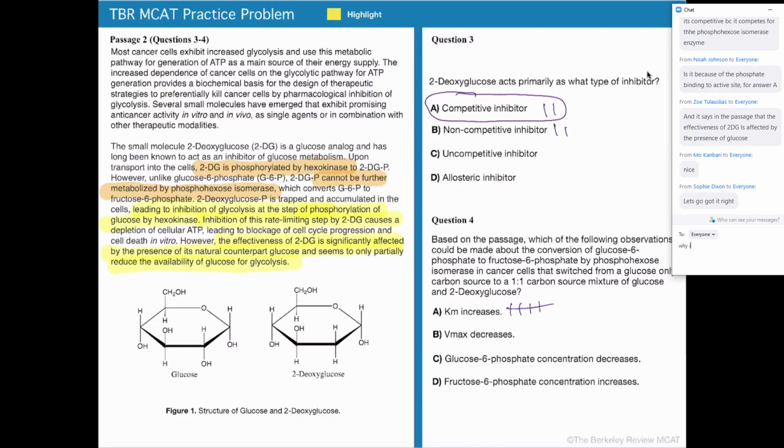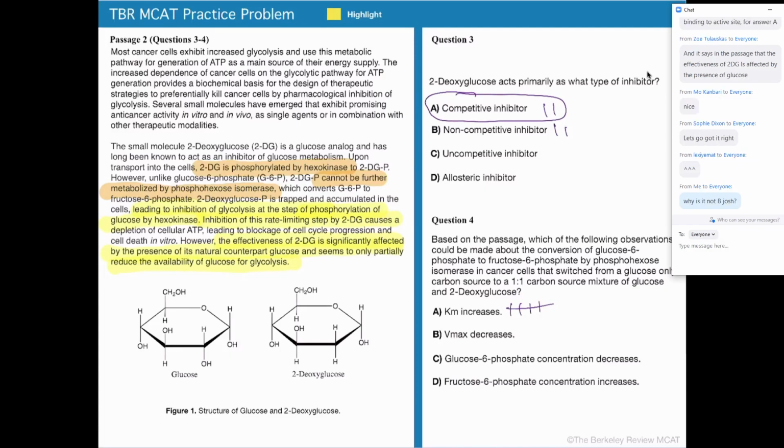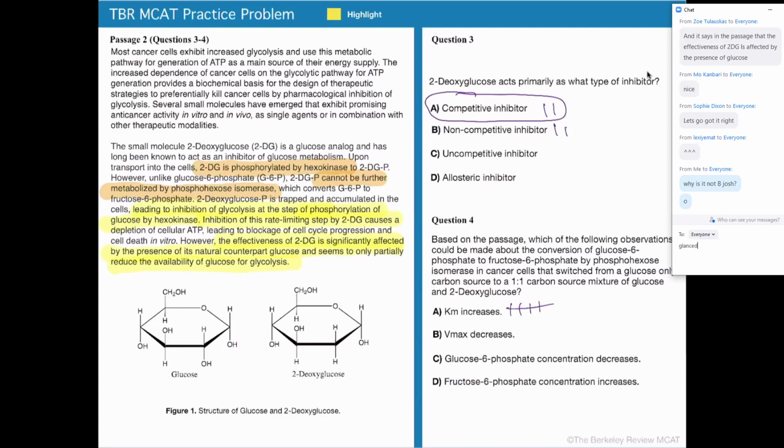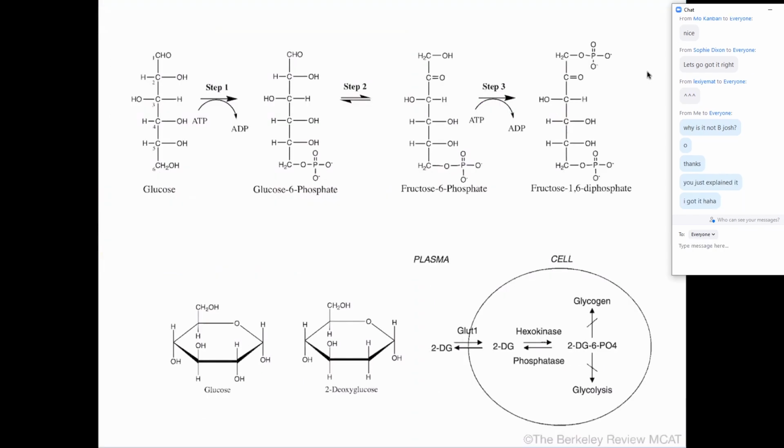Nice, very good. Okay. So I can see why you put non-competitive inhibitor, but in the passage it specifically says that 2DG inhibits that first enzyme, hexokinase. Okay. And he says, why is it not B? Actually, I think I put it here, right?